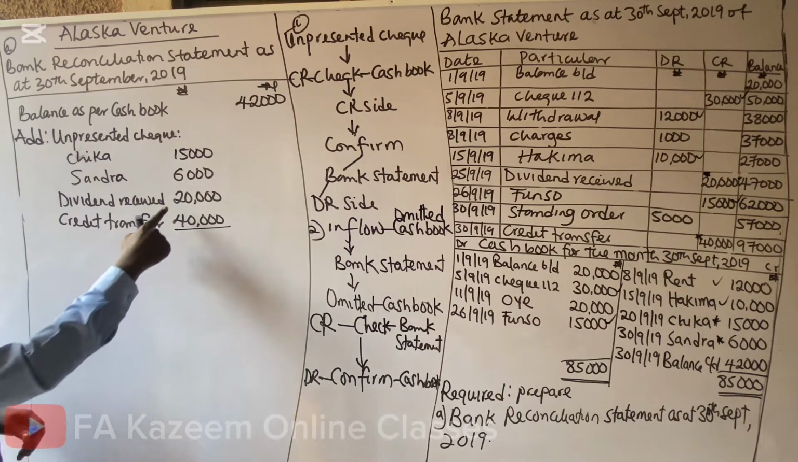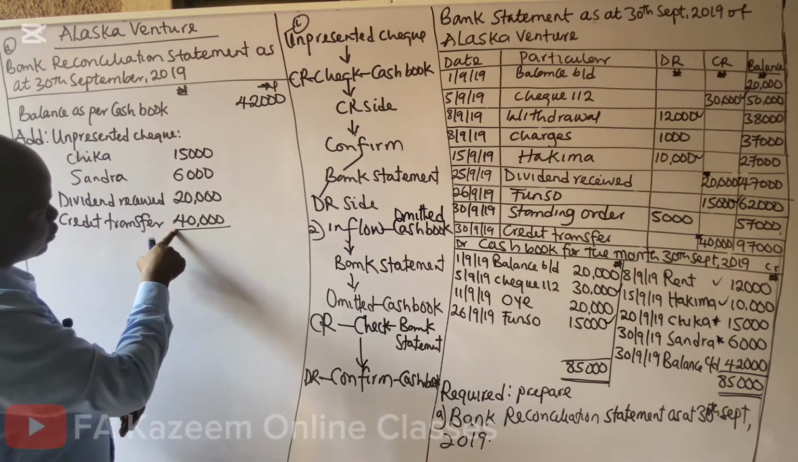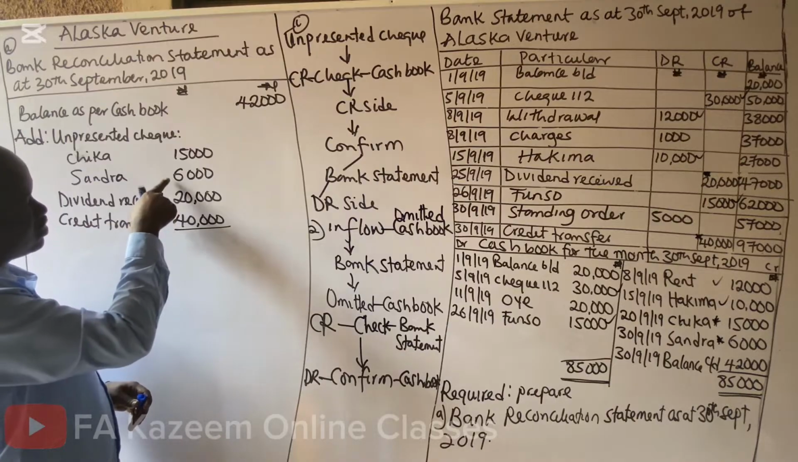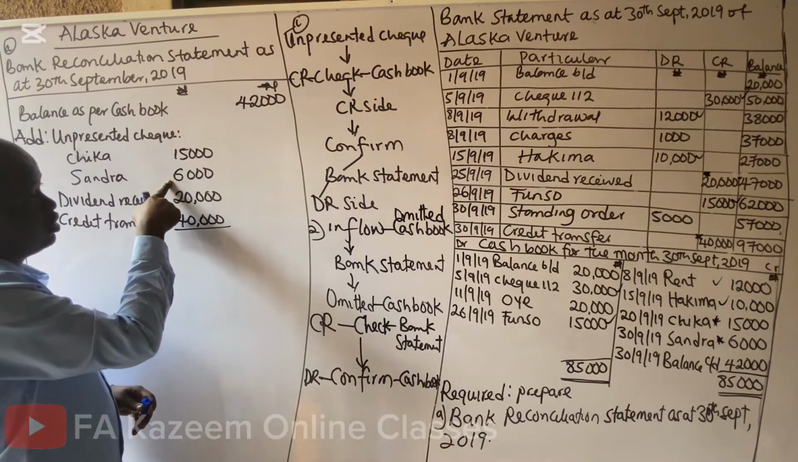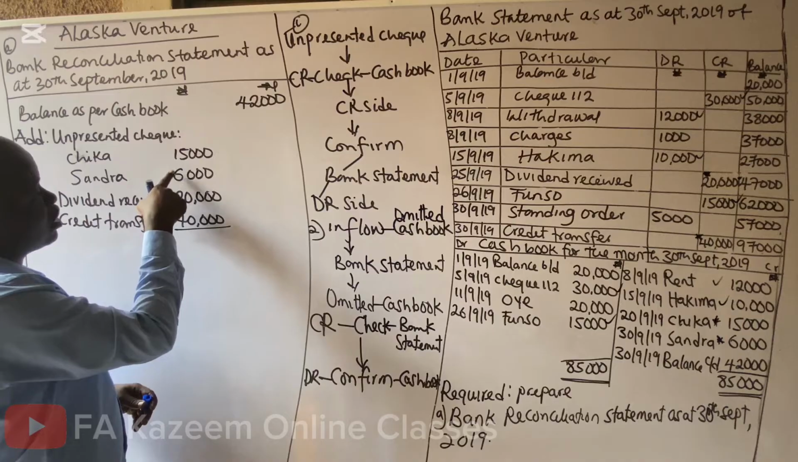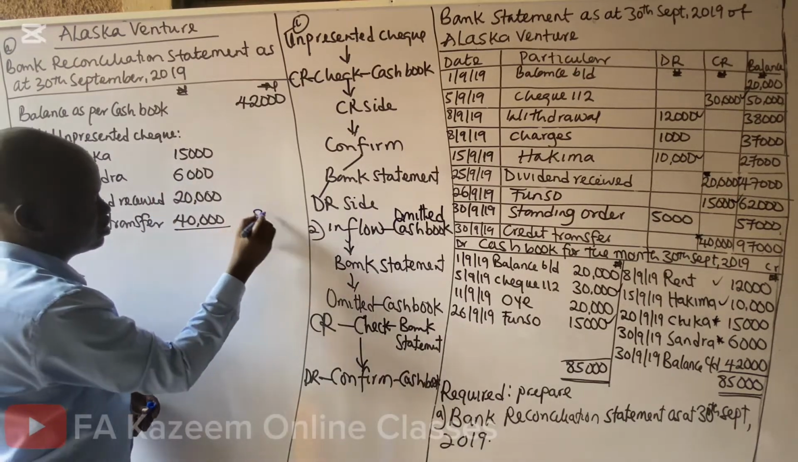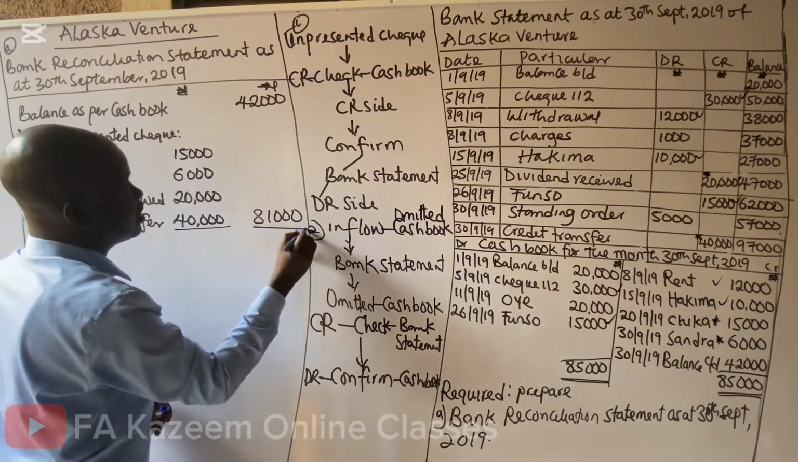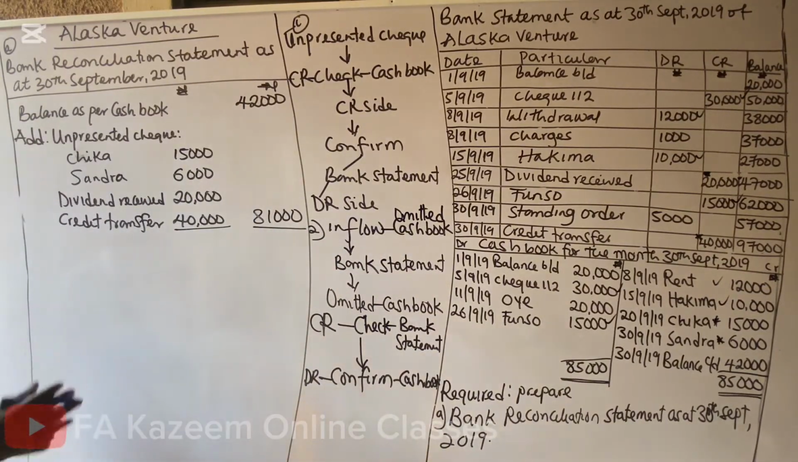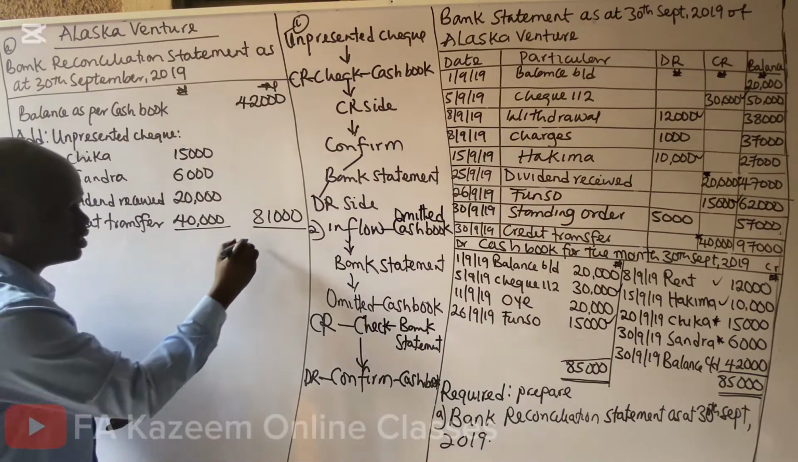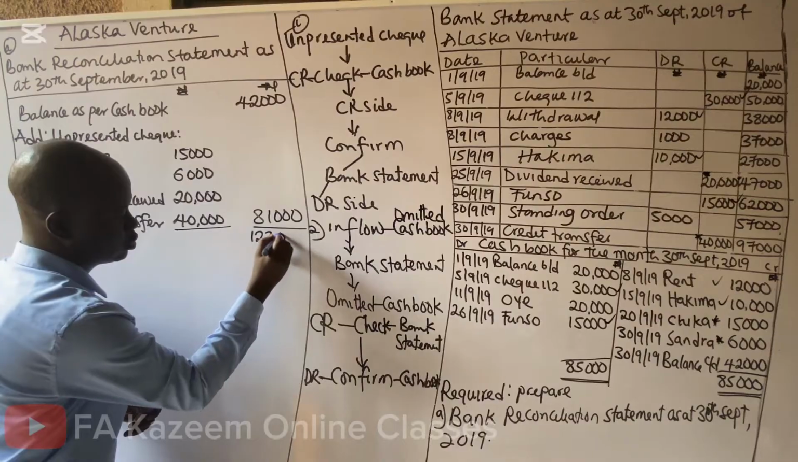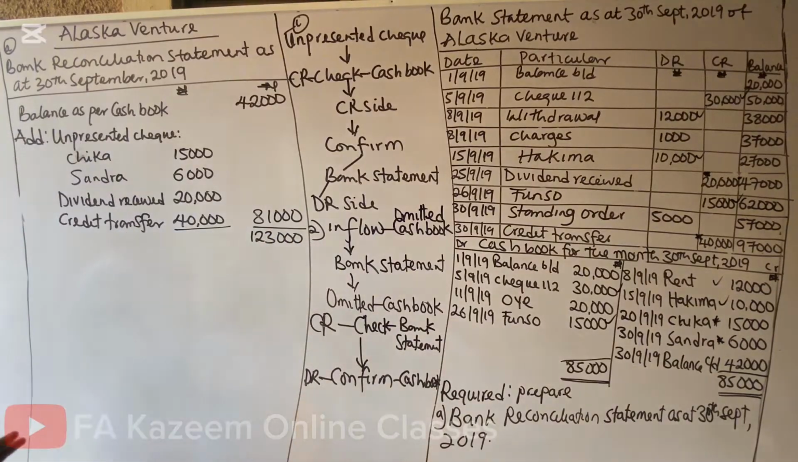This is 60,000, 66,000, 66,000 plus 5,000, 71,000. This is 81,000. Please help us to add it to 42,000. What do we have? 123,000. Now we have added back. After adding, we are going to less.